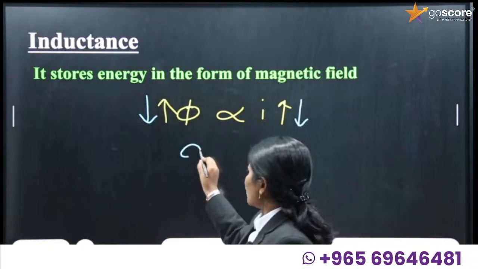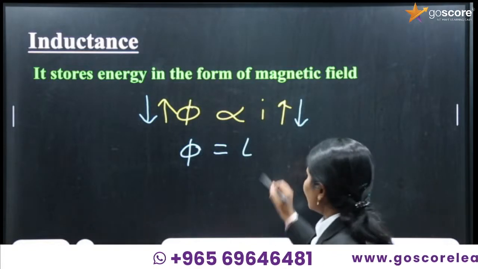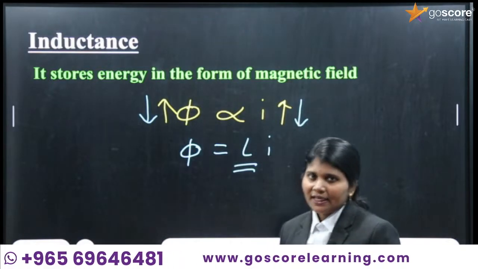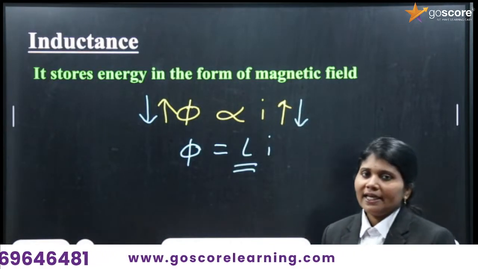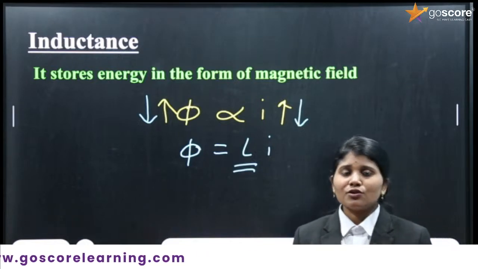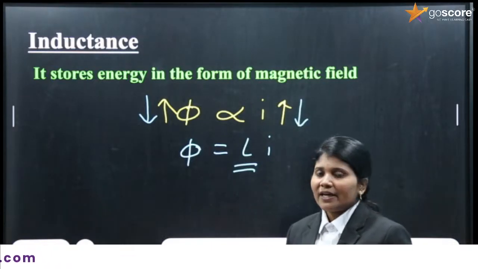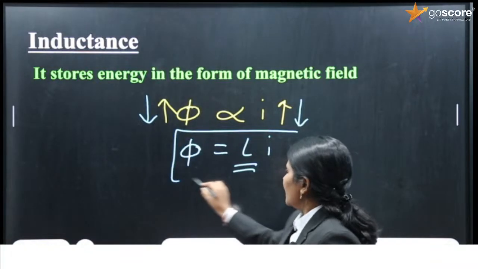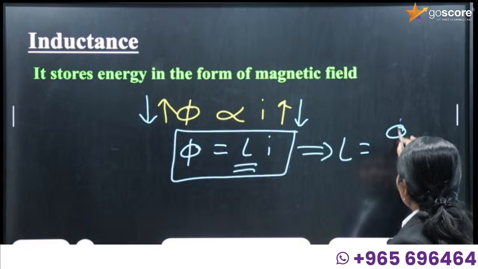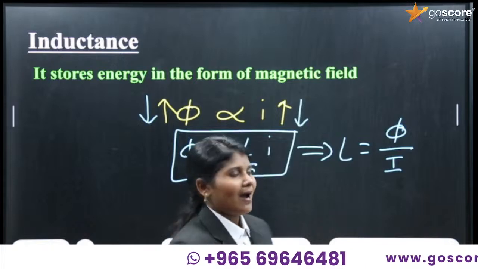Then phi is equal to, I am taking a constant L, so phi equals L I. Here this L we call inductance. This inductance stores the magnetic energy. Phi is equal to L I. Then L is equal to phi by I.